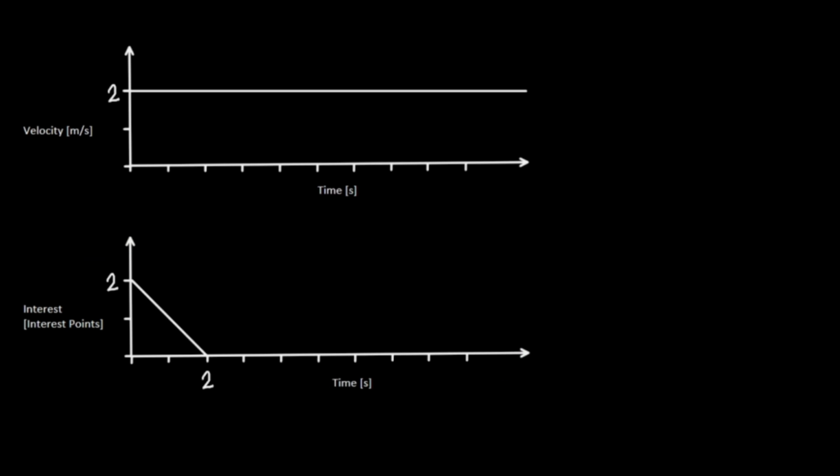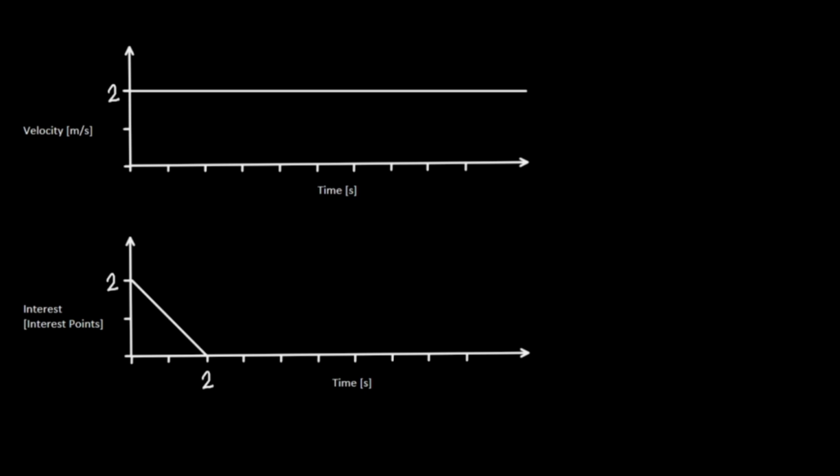So, on the x-axis, we have time in seconds. And on the y-axis, we have how interested they were. Now, I couldn't find the units for this online, so I've taken it upon myself to label this unit interest points. So let's say, for the sake of argument, they have 2 interest points before they see you drive by. As soon as they spot you, they begin to lose interest at a constant rate.